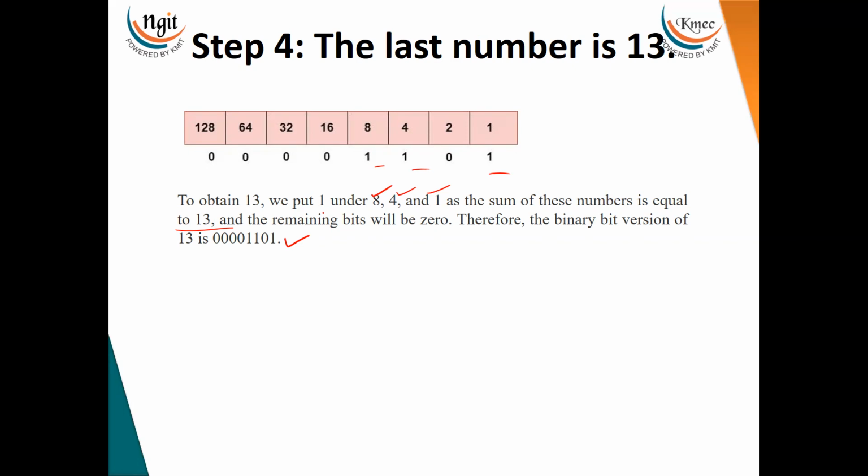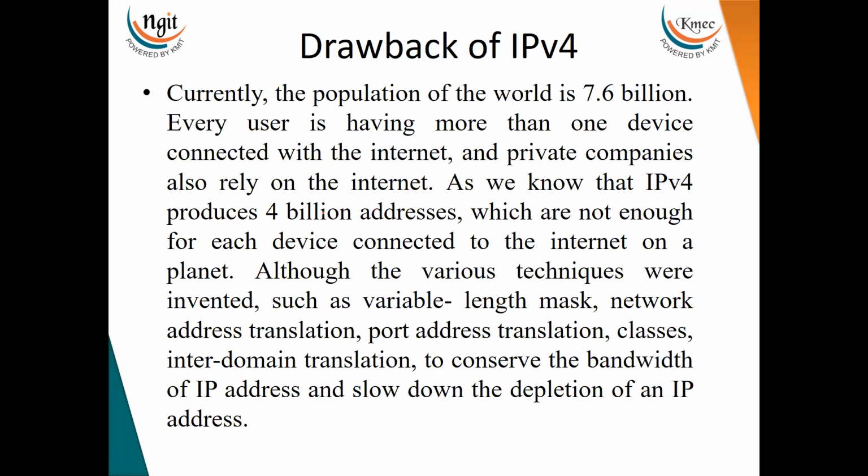And what is the disadvantage of this IPv4? Currently, the population of the world is 7.6 billion. Every user has more than one device connected to the internet. The private companies all rely on the internet. As we know, IPv4 provides only 4 billion addresses, not more than that, which are not enough for each device connected to the internet on the planet.